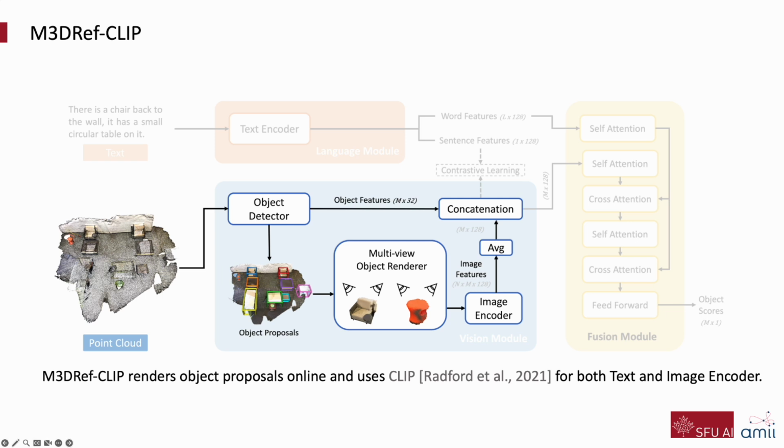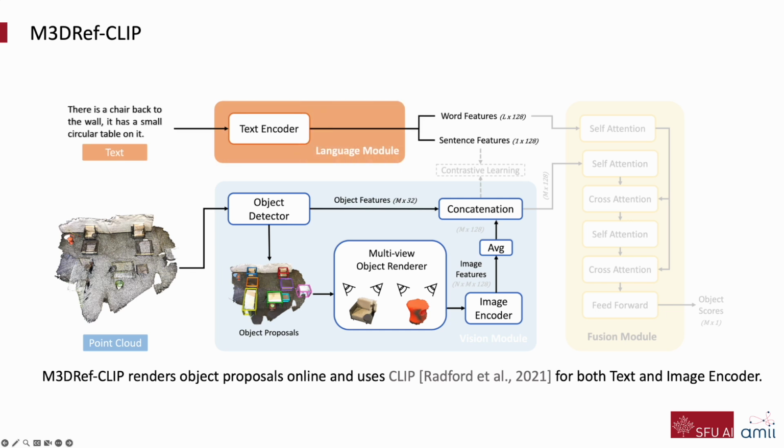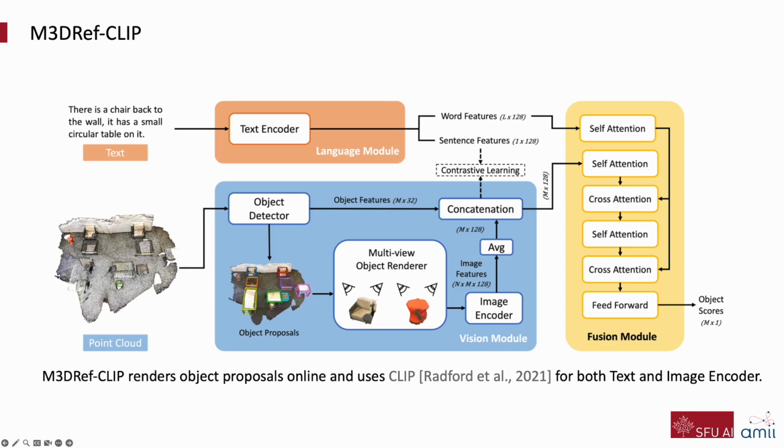For the language module, it encodes a sentence first, and then the outputted sentence features are used with the concatenated object features for contrastive learning. We choose CLIP to serve as both text and image encoder. The final object and word features are then fed into a fusion module to calculate a confidence score for each object proposal.